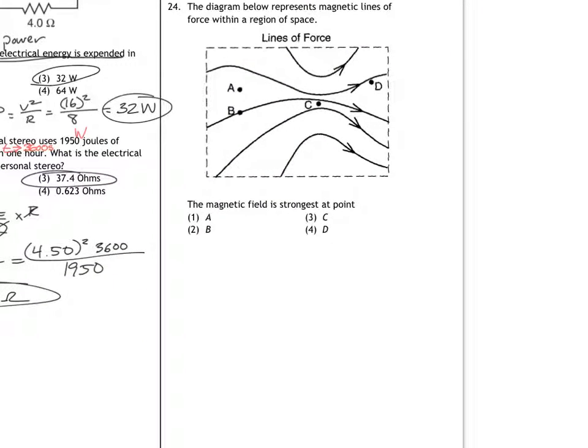So for 24, you guys have seen this one before, but they want to know where the magnetic field would be strongest. It's going to be strongest here where the flux line density is highest. So C, final answer.